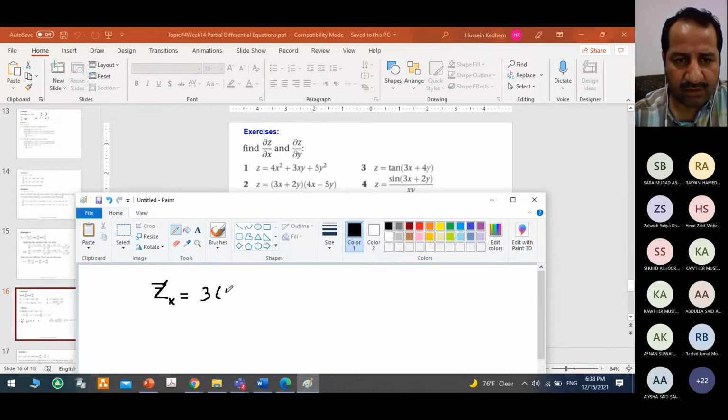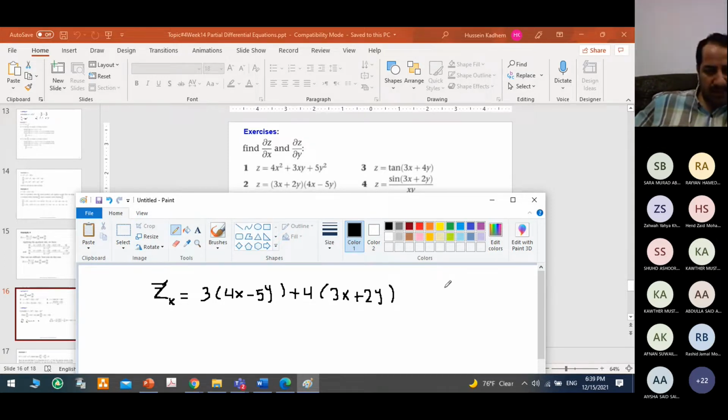multiplied by the bracket, which is 4x minus 5y, plus 4 multiplied by the bracket 3x plus 2y. Can you tell me what the solution is? After you simplify, what do you come up with? Sarah, do you? 24x minus 7y.